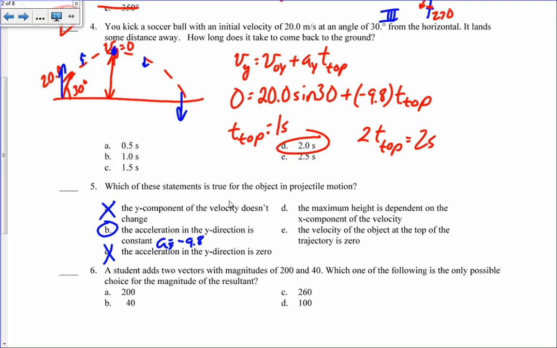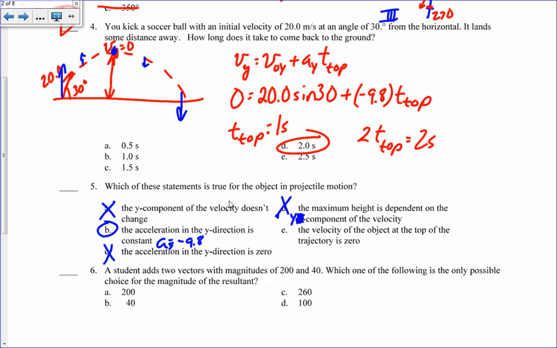Even at the top here, the acceleration is still negative 9.8. The maximum height is dependent on the x component of the velocity. To make that true, we'd have to say the y component. All right, it's not dependent upon the x component. And the velocity of the object at the top of the trajectory is 0.